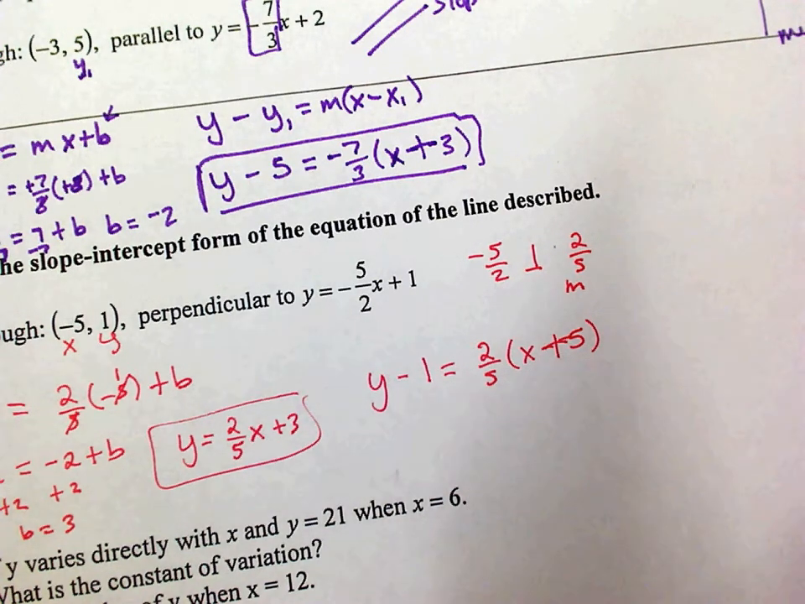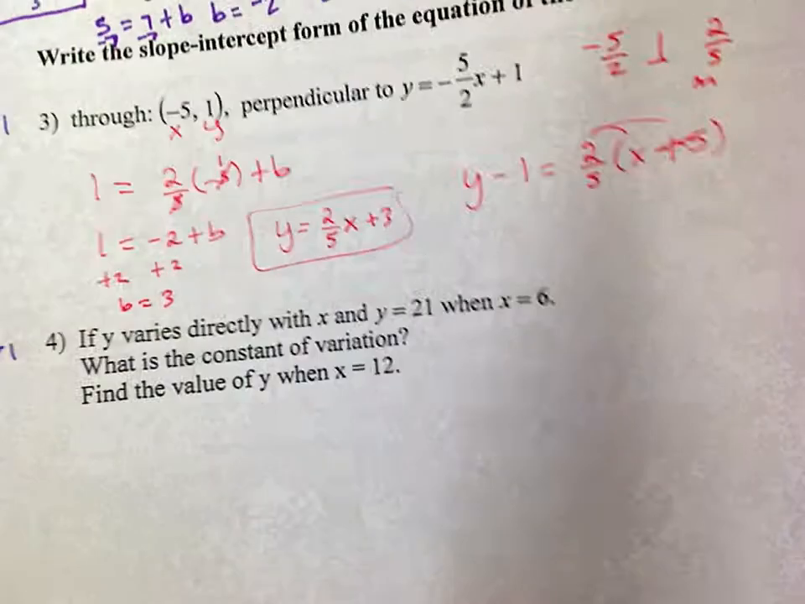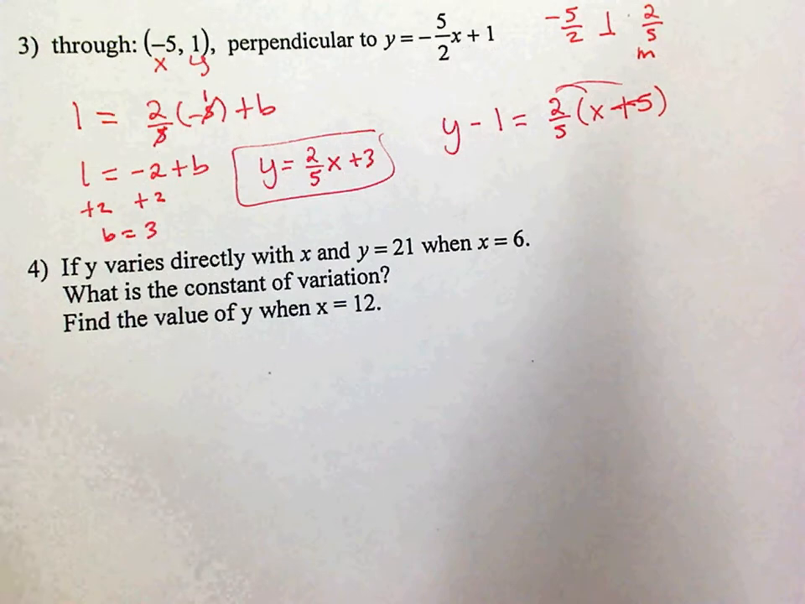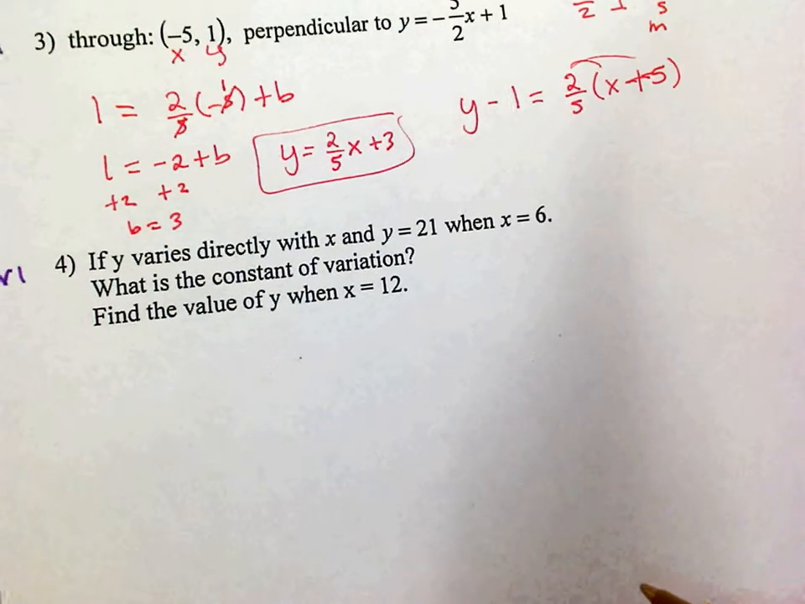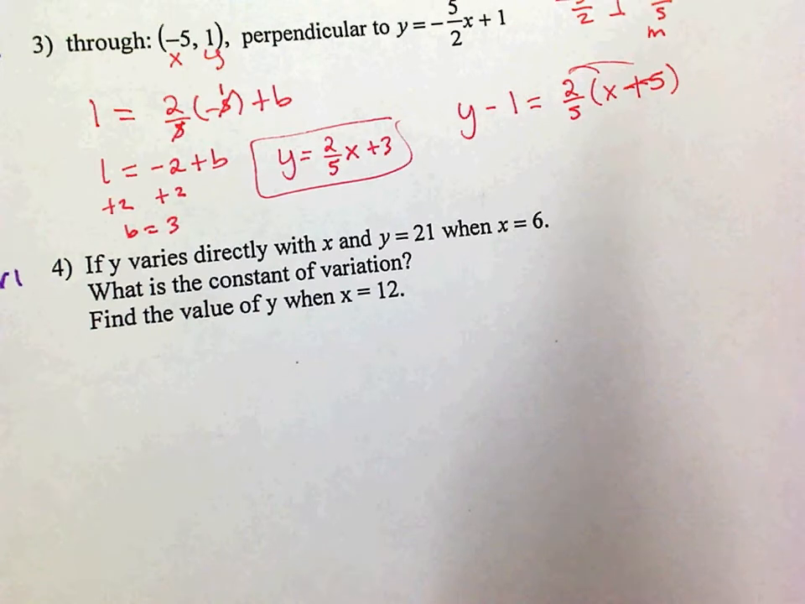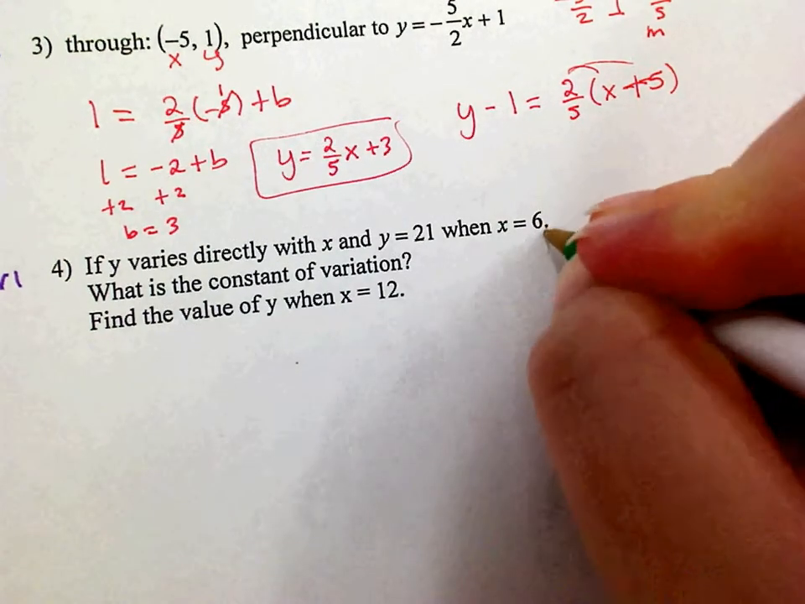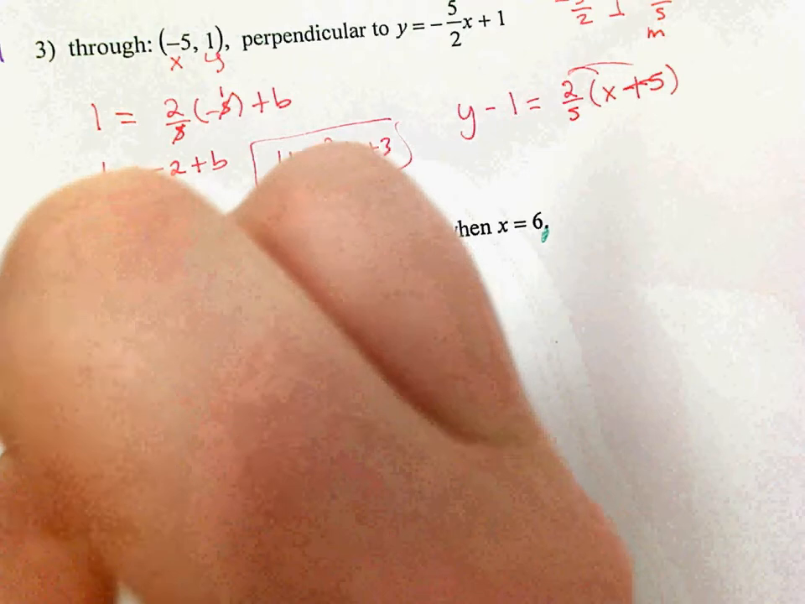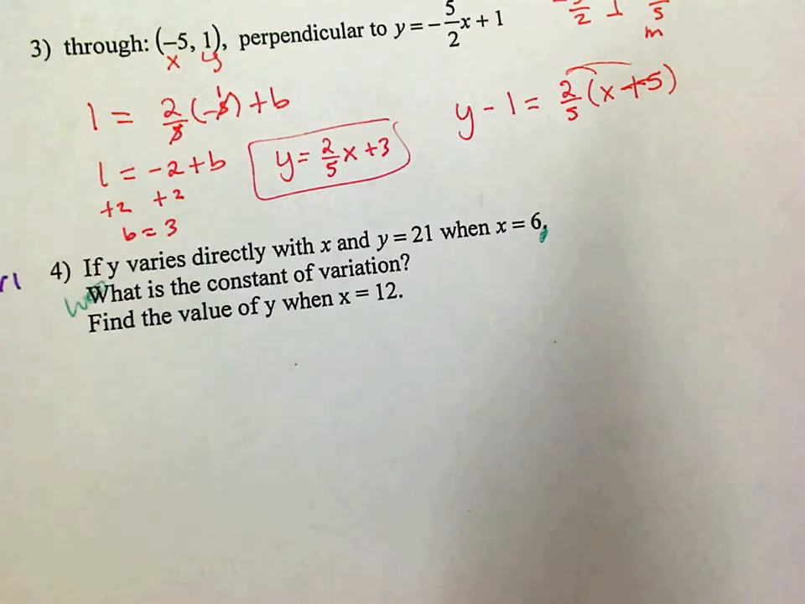Okay? Distribute and simplify. Okay, now let's talk about number 4. If y varies directly with x, and y equals 21 when x equals 6, that should be a comma, and that should be a lowercase. What is the constant of variation?